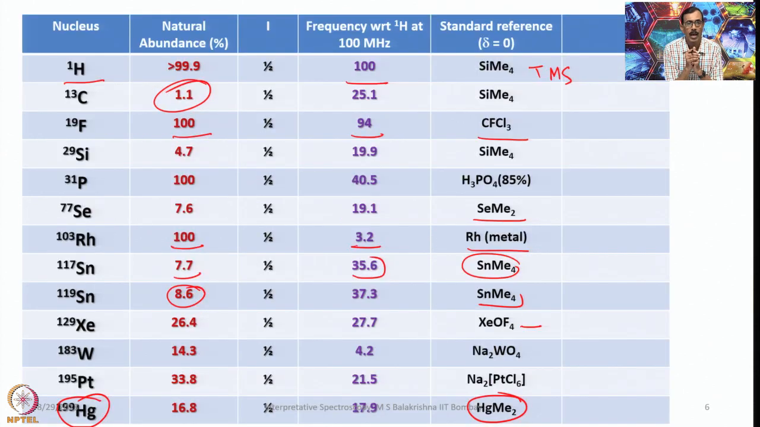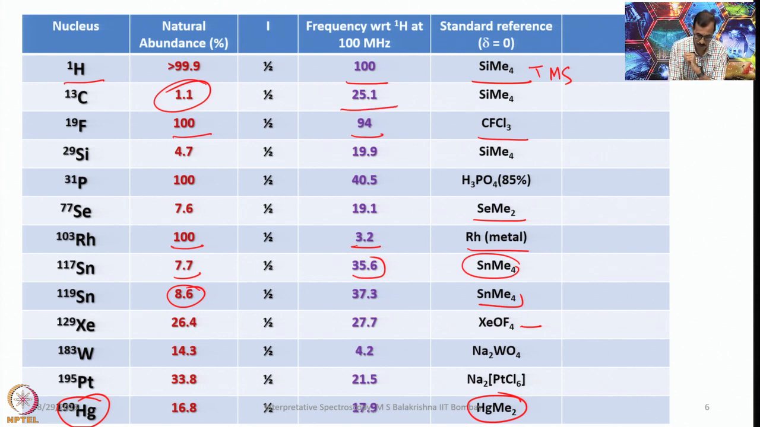Now here I have given different nuclei having nuclear spin I equals half. I have considered hydrogen with an instrument frequency of 100 megahertz, and you can see the corresponding frequency for the different nuclei, all having nuclear spin I equals half. I have also given the natural abundance. H is 99.9%, at 100 megahertz, and the standard we are using is tetramethylsilane. In the case of 13C also we use tetramethylsilane.